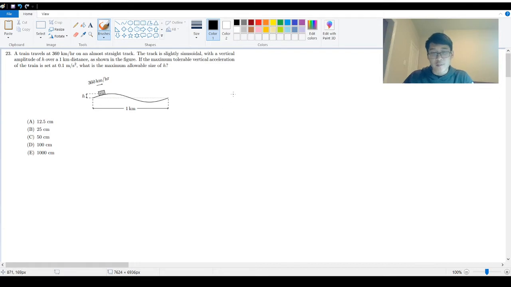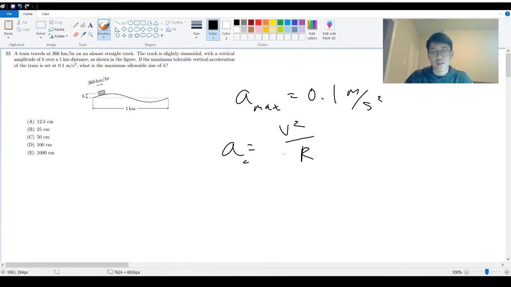I bet that everyone's first instinct when solving this problem, and this was also my first instinct, is to say: we know that the max acceleration is 0.1 meters per second squared, and we know the centripetal acceleration is v squared over r. We know what v is, 360, so we plug it in and find r, and then use r to find h, right? Well, here's the problem.